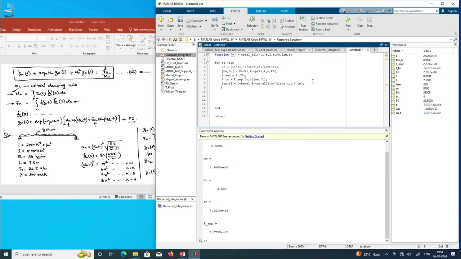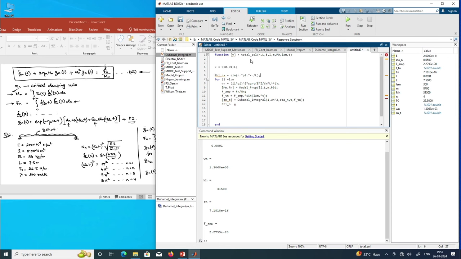So, now we have the modal solution. So, phi n we have to define. For that again, let us copy this part. So, this is phi n x. Now actually we have to evaluate at a given x. So, let us call it x value. So, x v will be given here.